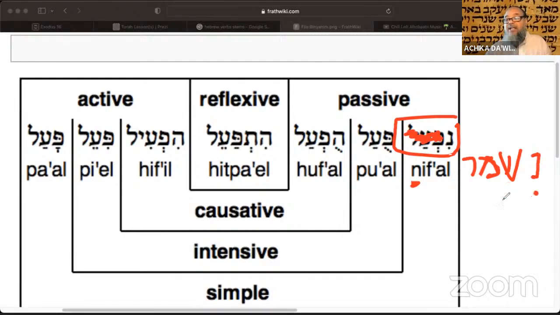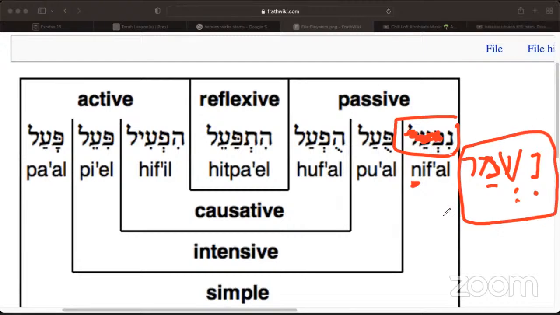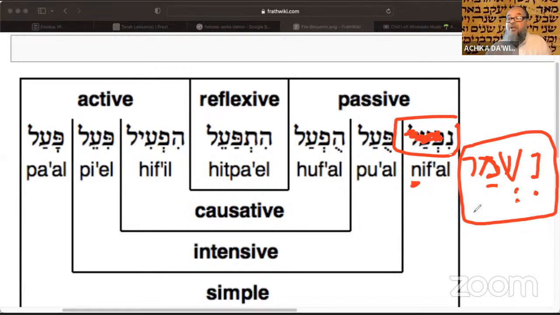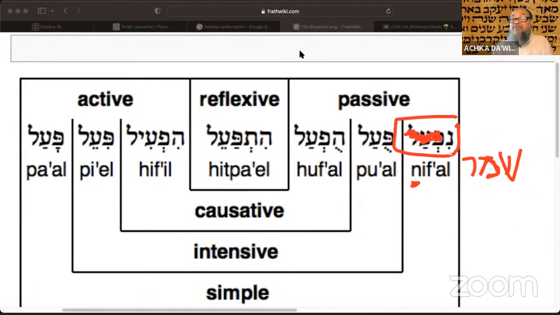What's underneath? The dot. Then what comes next? The two dots. Then what's next? That. So what would I say? How do you say that? Nishmar. Nishmar tells me, based on the vowel pointing in this letter, that it is a nifal, which is a passive form of a simple action. Does anyone have any questions? Do you guys kind of see what I'm saying?